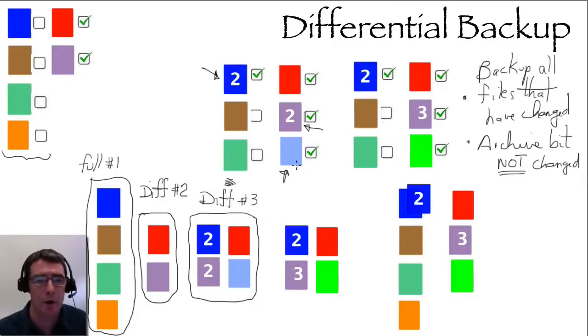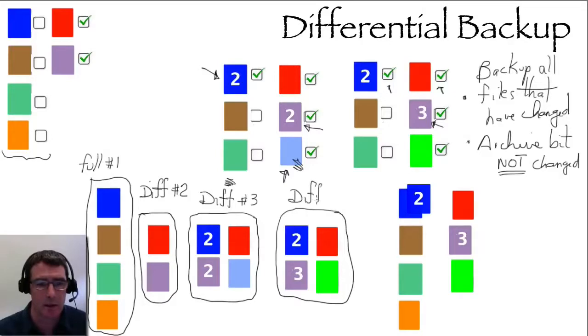On day 4, I delete this blue file here, I add a lime green file, I update this file here, and you'll notice that these two here are still set from before, because remember, we do not change the archive bits. So now if I look again, I have 4 files in my catalog for day number 4.